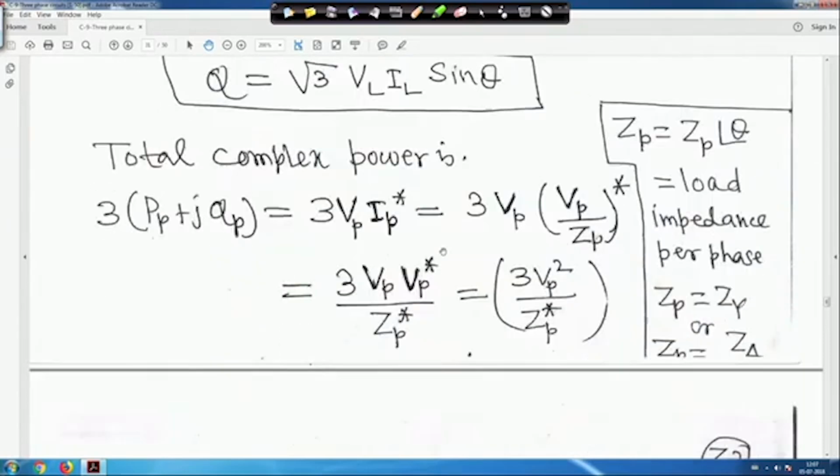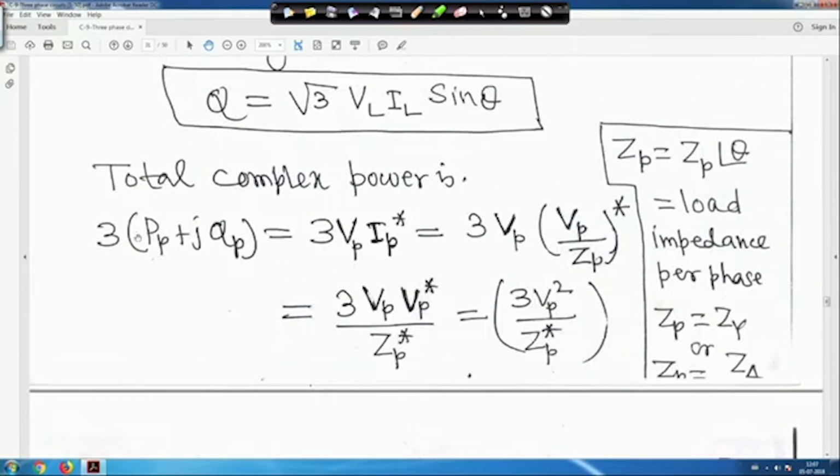So total complex power, it will be 3 phase, right. So per phase power is Pp plus j Qp, multiplied by 3. So 3 into Pp plus j Qp, where Pp plus j Qp is equal to Vp Ip conjugate, we have seen. So it will be 3 Vp, and Ip is equal to Vp upon Zp, whole conjugate. So that means 3 Vp conjugate upon Zp conjugate.